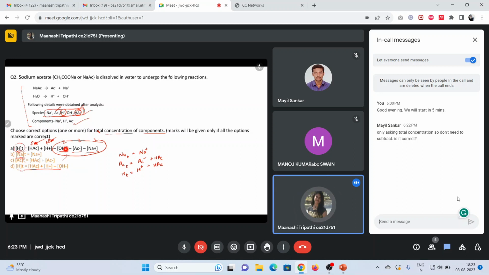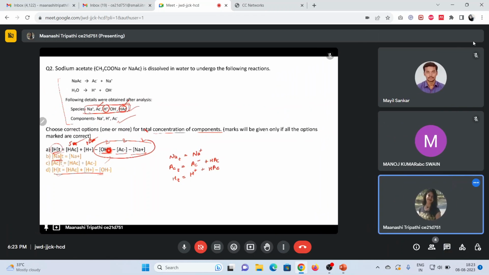When we talk about H, you want to add everything that has H. When we talk about acetate, you want to add everything that has acetate. But for this OH, there is no problem. Okay, so I hope you understood this. Yes. Okay, we'll move forward to the next question.